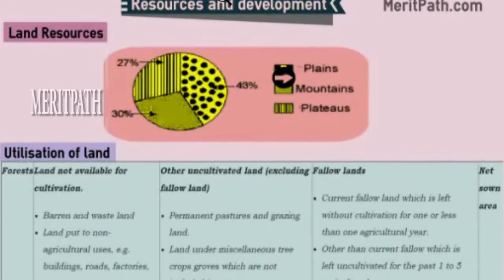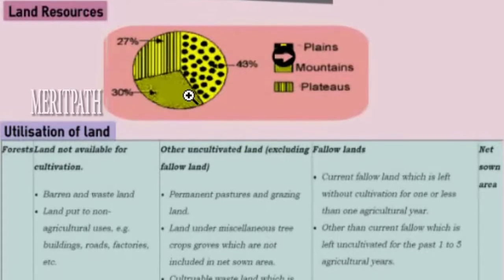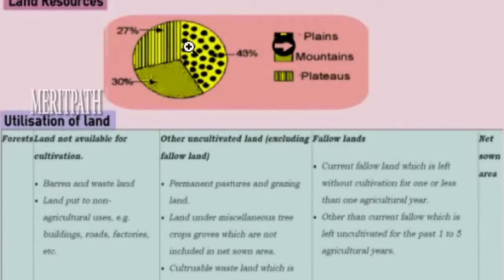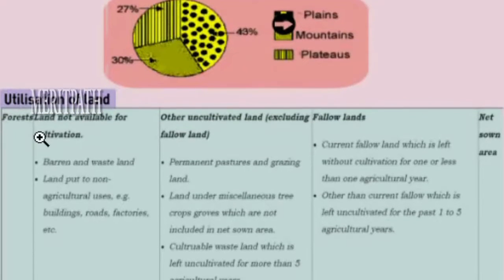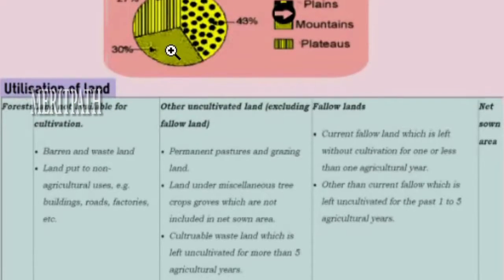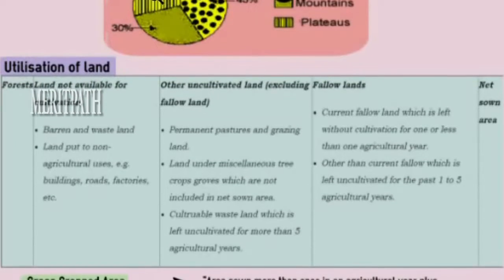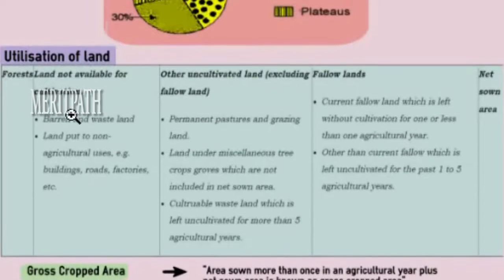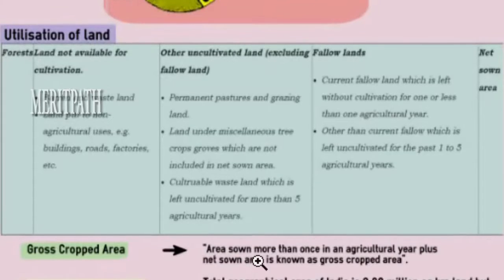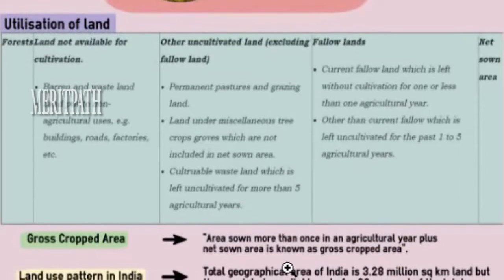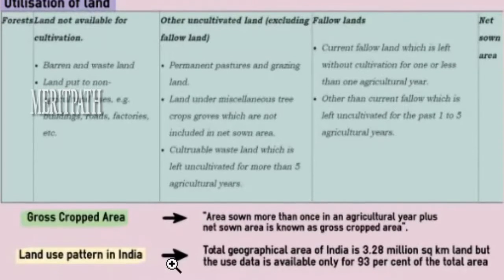Resources and development. Land as a resource. The area occupied by plains, by mountains and by plateaus. 30% is occupied by mountains, 43% by plains and 27% by plateaus. Utilization of land. Gross cropped area: area sown more than once in an agriculture year plus net sown area is known as gross cropped area. Land use pattern in India.